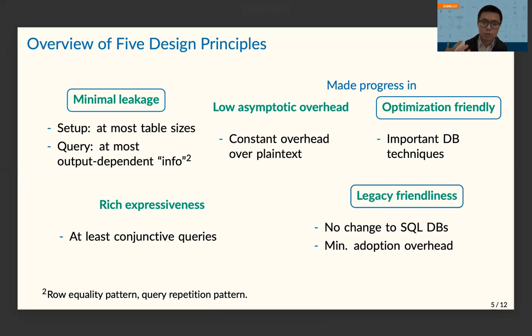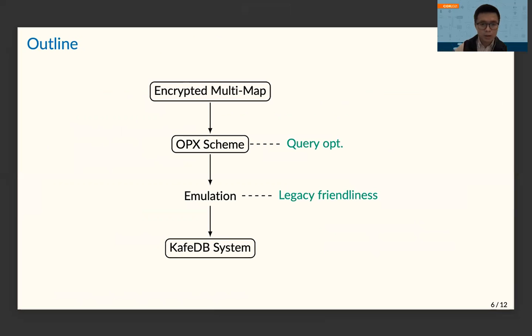In this work, we strive to cover all 5 principles. However, we made significant progress in 3 of them. Namely, we are able to support optimization and legacy in a structurally encrypted database while maintaining minimal leakage. We use an encrypted multimap as the building block to construct a scheme called OPX. Then we use a technique called emulation to render OPX legacy friendly. We implement all these pieces inside a system called CafeDB.